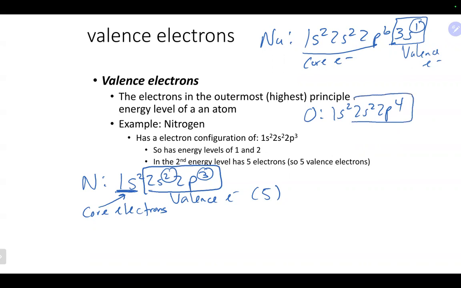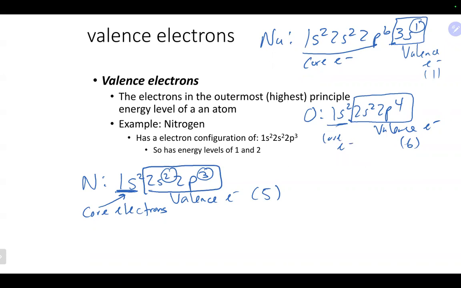It would be 6, as all 6 of those are on the second energy level. So that would be the valence electrons, 1 and 6, and that would be the core electrons. So you absolutely could write the electron configuration for everybody and figure out which one is the highest energy level, but who has time for that?